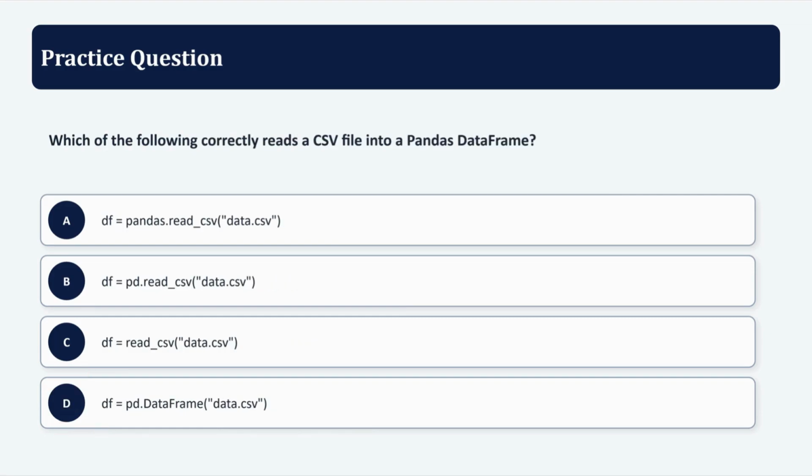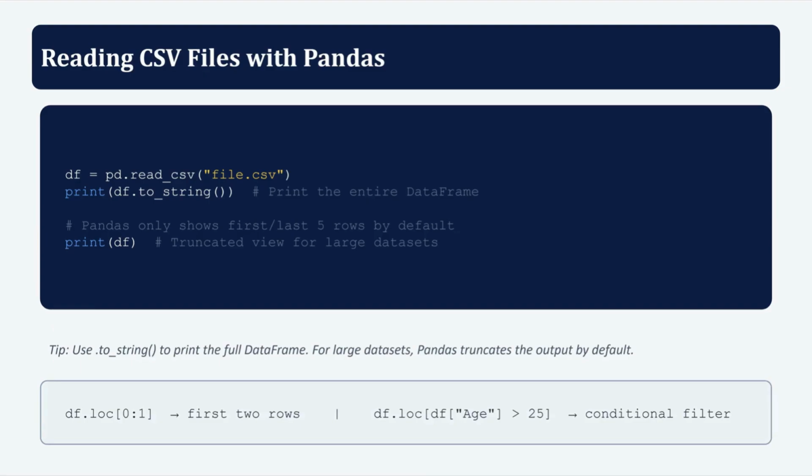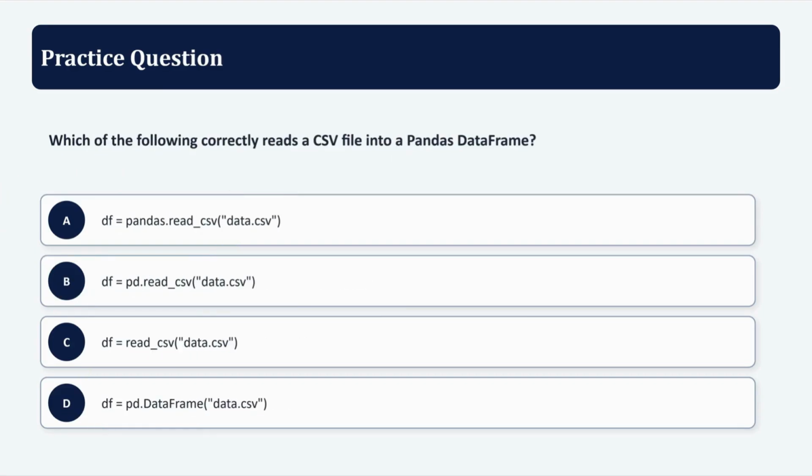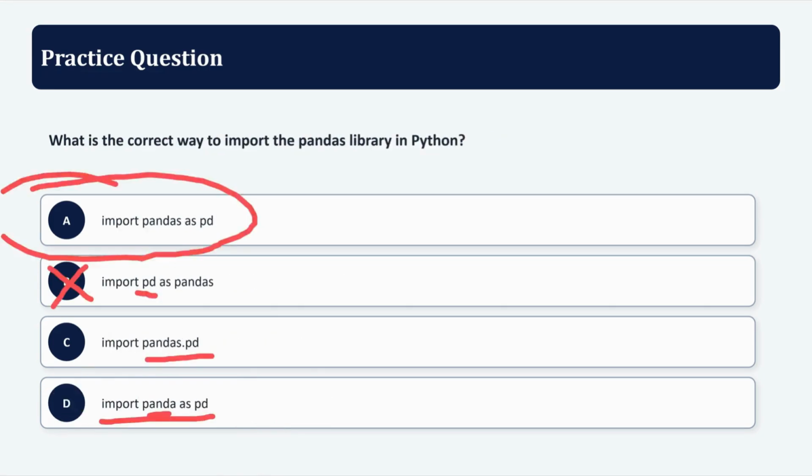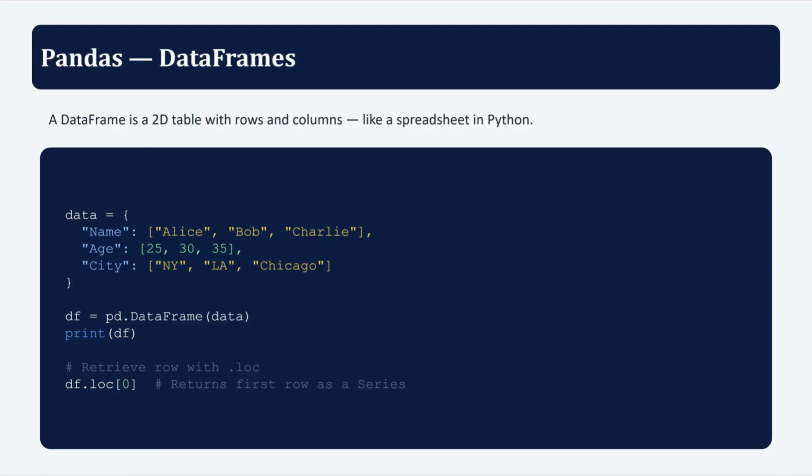Which of the following correctly reads a CSV file into a pandas data frame? So, we can go back to the previous slide, and here it's covered that read CSV is the correct way. So there you're going to notice that it's pd.read_csv, but pandas.read_csv works just as well. read_csv and pd.DataFrame, those won't.